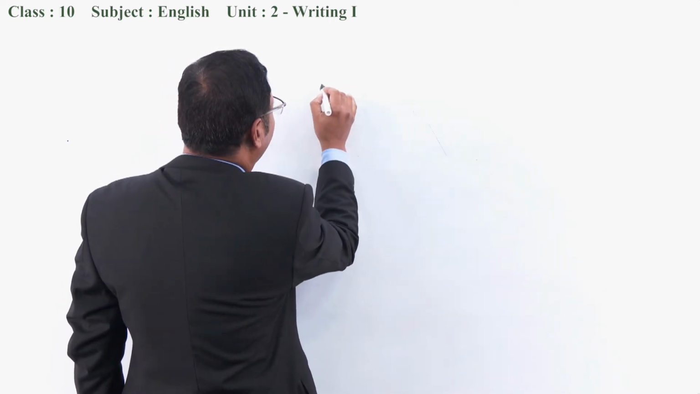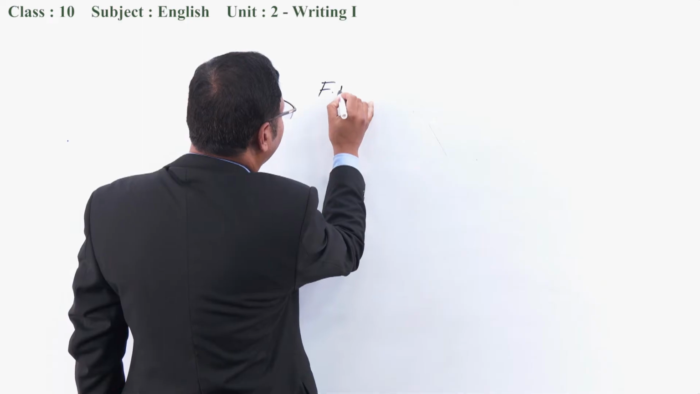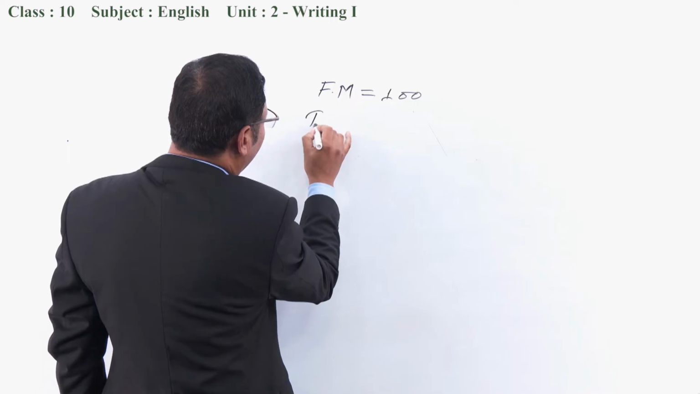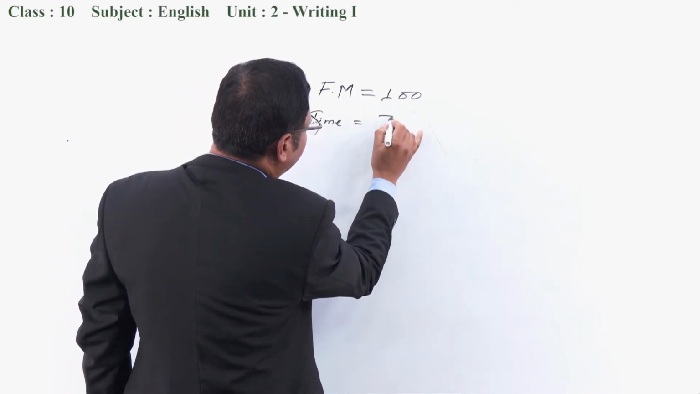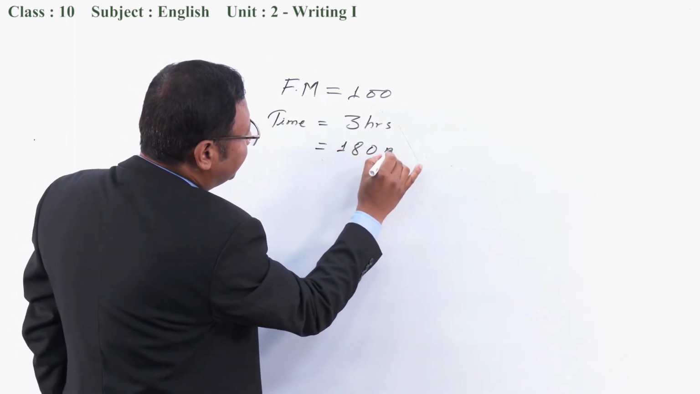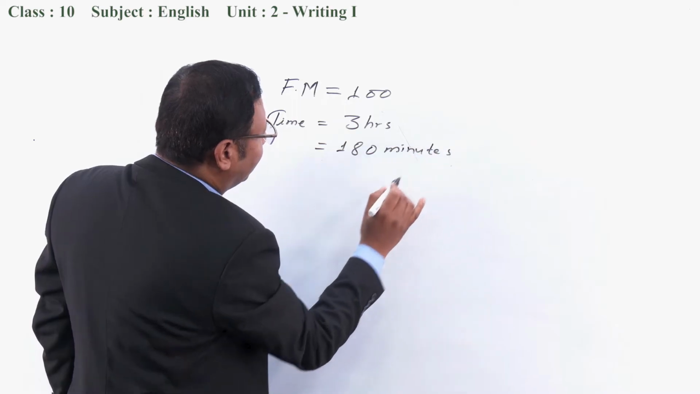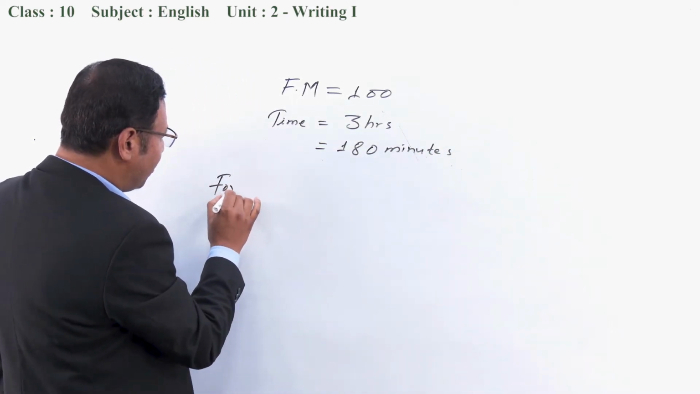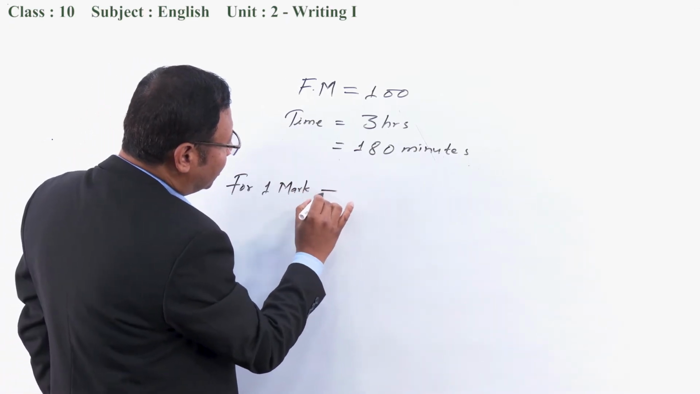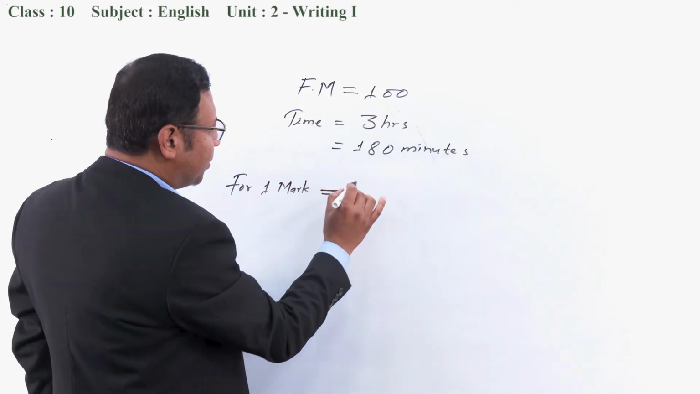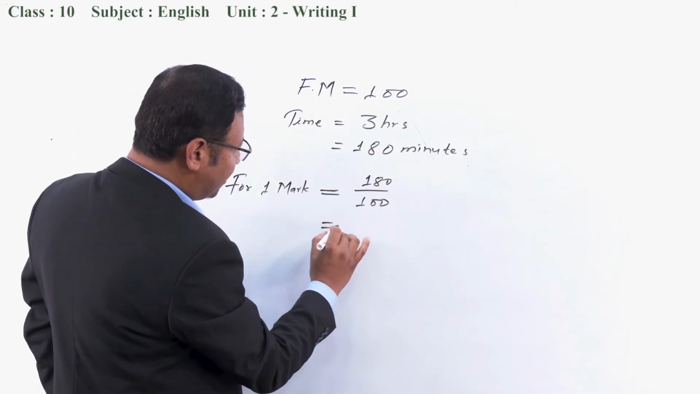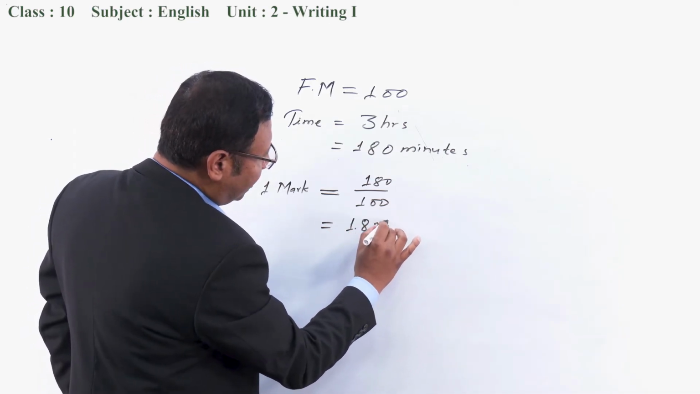Let's say we have full marks 100, all right? And the time allocation is generally 3 hours, okay? So that makes 180 minutes. So for 1 mark question, how long can you spend? You can spend 180 by 100 minutes, that is 1.8 minutes for each mark.